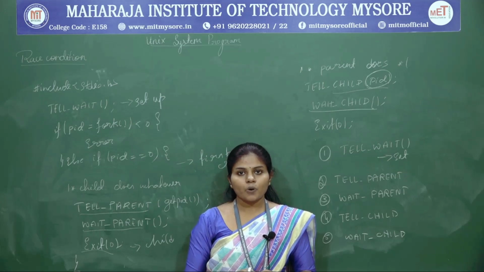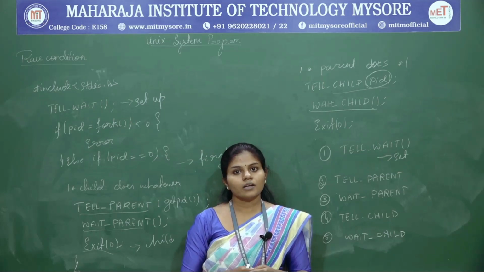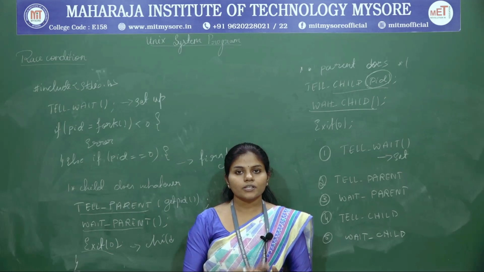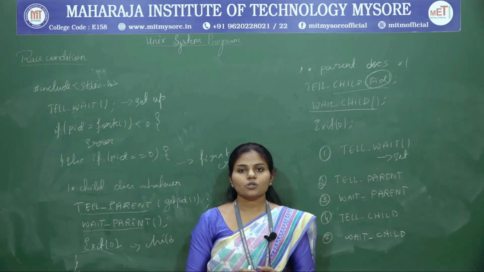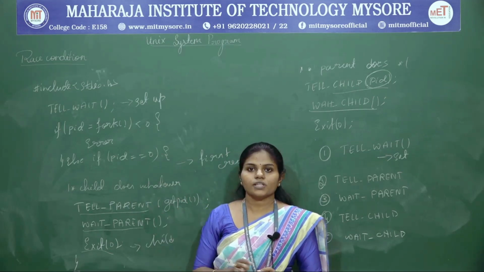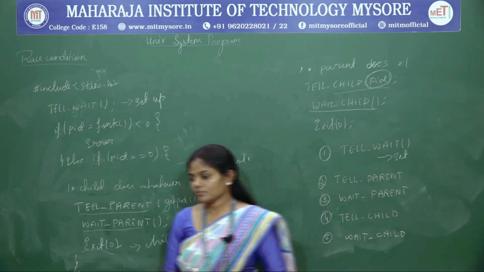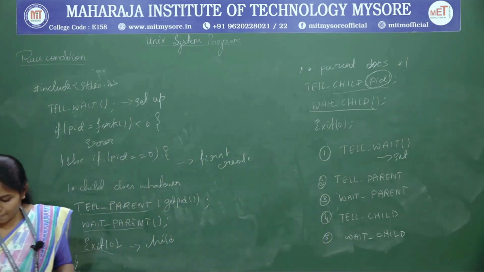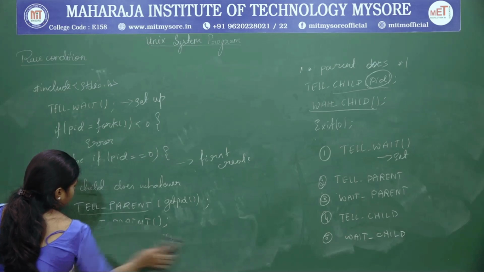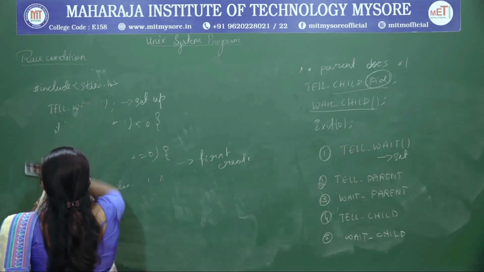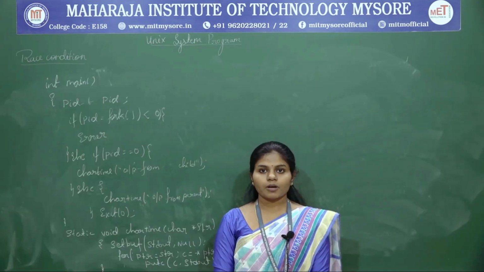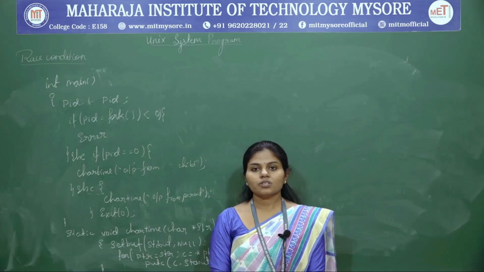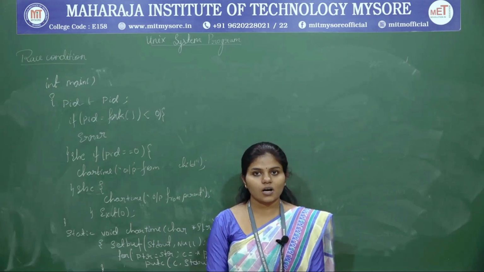So with a simple program, we are going to explain how the race condition occurs, and how we are going to solve it with this code, with these signals. With the simple program, I am going to explain how the race condition is going to occur.